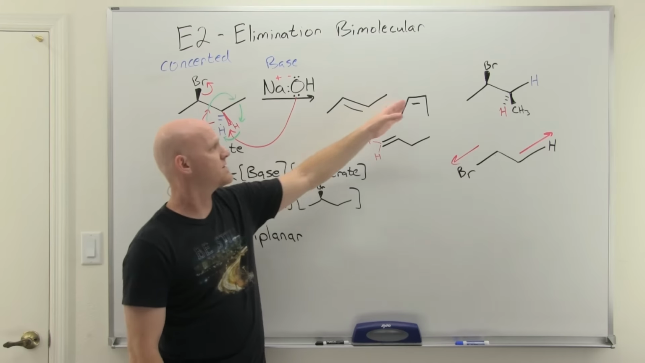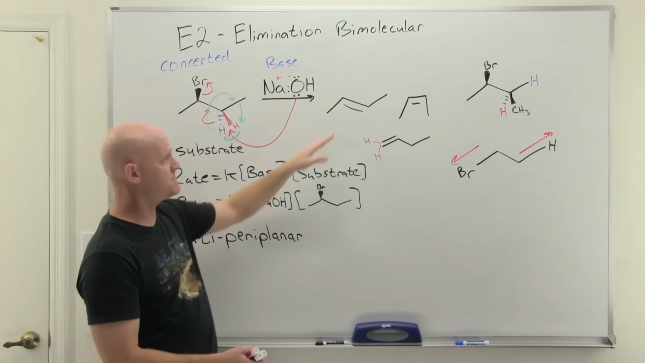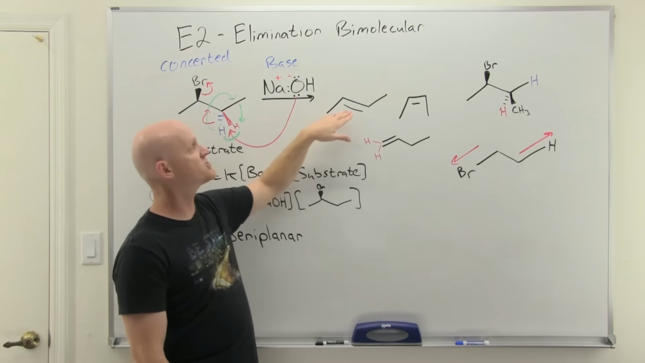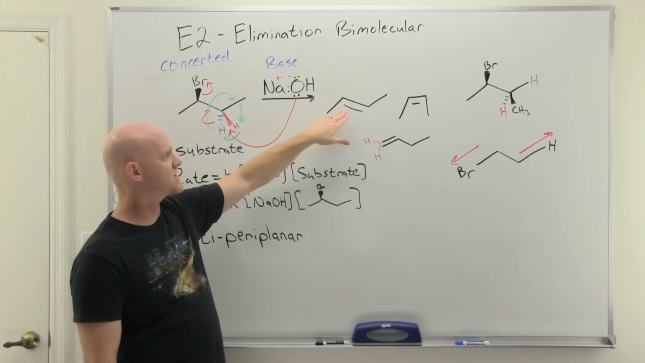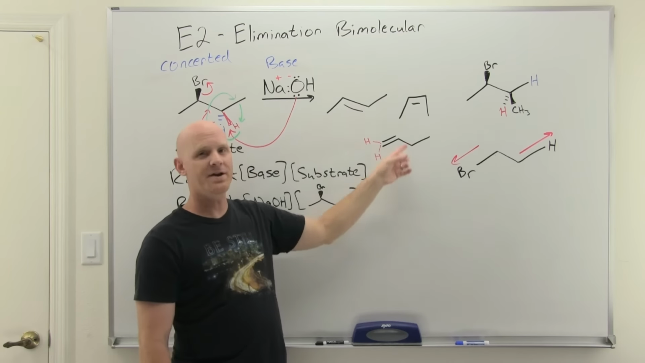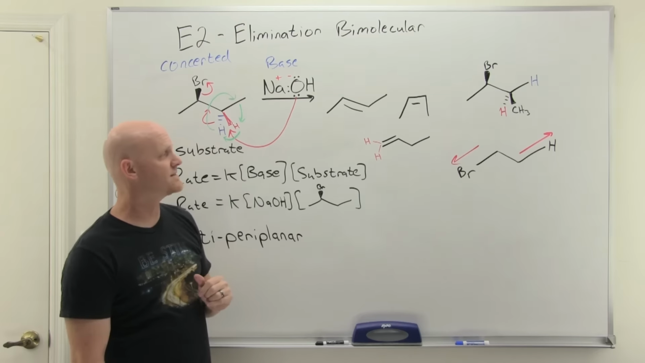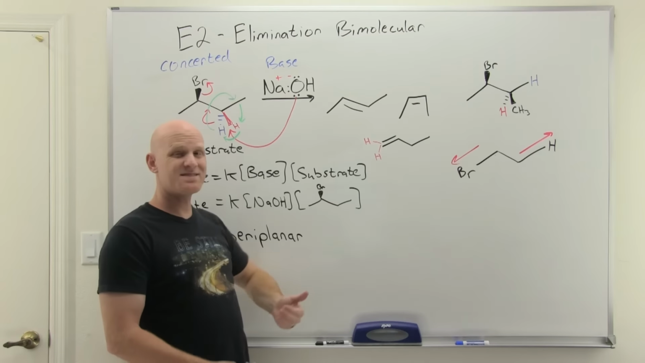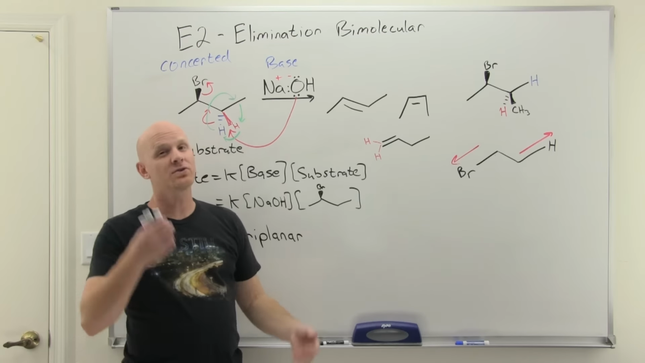Cool. So we can see here our three products, and Mr. Zaitsev says, pick the top two. But we also know that trans is more stable than cis, and this is our major product, and these would be our minor products in this case following Mr. Zaitsev's rule. Cool, so that's the stereochemical requirement on E2 reactions.